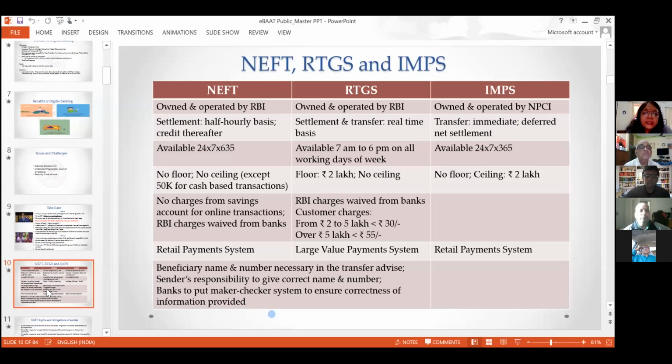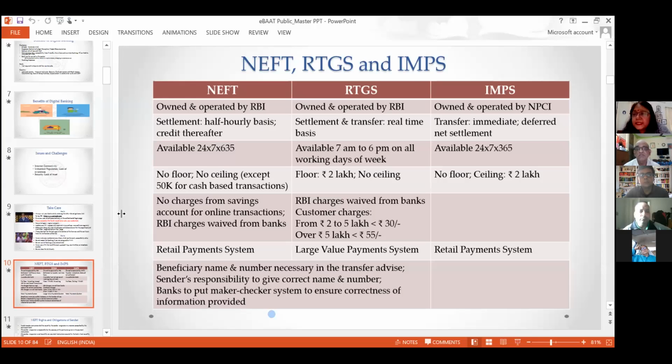In NEFT, there is no floor, and 50,000 is the limit for cash-based transactions. That is because according to the income tax, all cash transactions are limited to 50,000. And we are slowly waiving the charges for better penetration of digital payment.